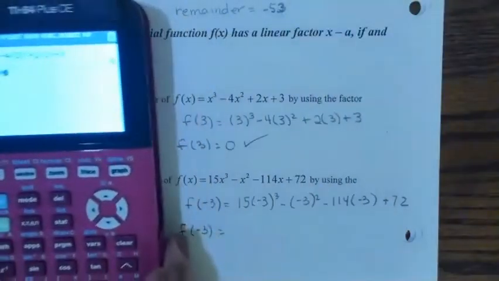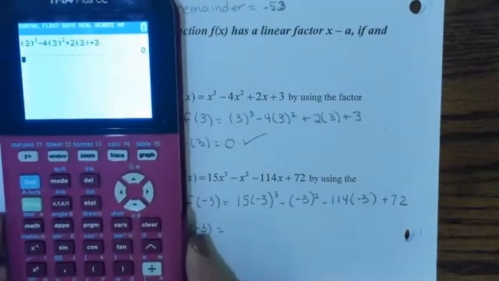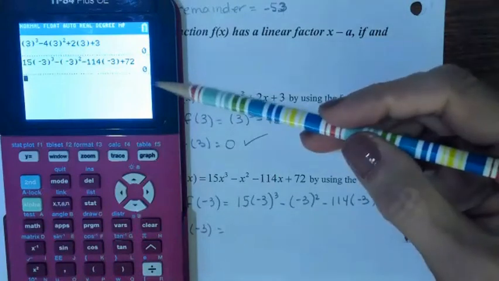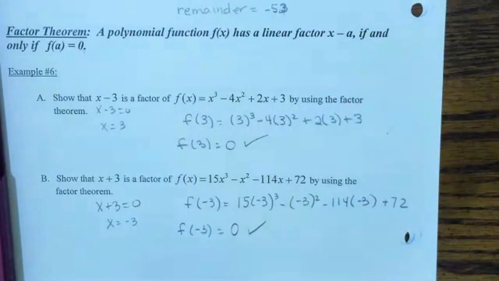So here's my graphing calculator. 15 times negative 3 to the third power minus parentheses negative 3 squared minus 114 times negative 3 plus 72. And you see again, I get a remainder of 0. So there's my proof that x plus 3 is a factor of 15x cubed minus x squared minus 114x plus 72.